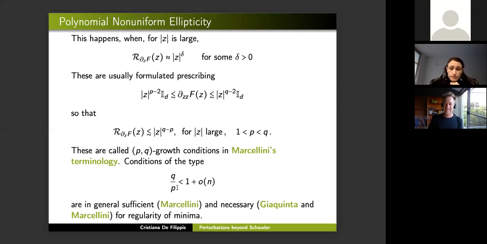already in the case of p,q growth conditions, already in the autonomous case, for having hopes of regularity for minimizers of this kind of variational integrals, we need to assume that q and p are not too far apart from each other. And in particular, their ratio is bounded by 1 plus something that goes to zero as n goes to plus infinity. And this is a sufficient and necessary condition for regularity, okay?